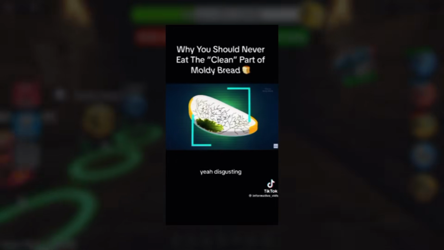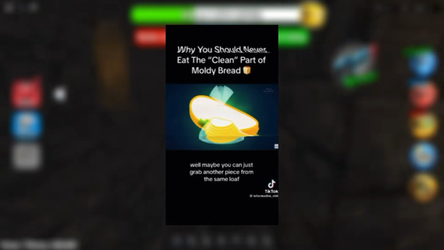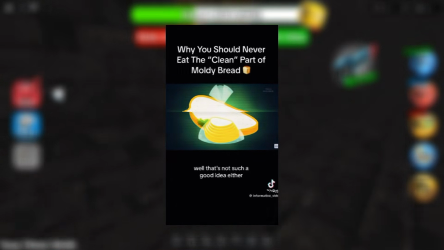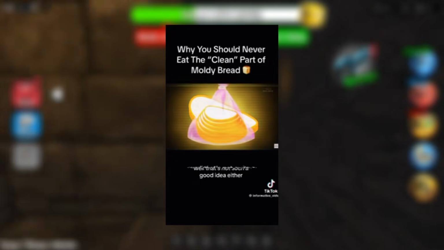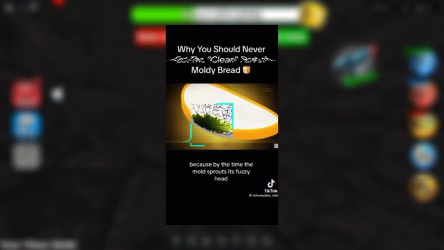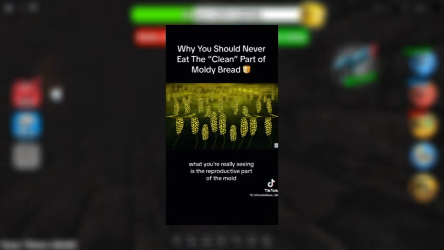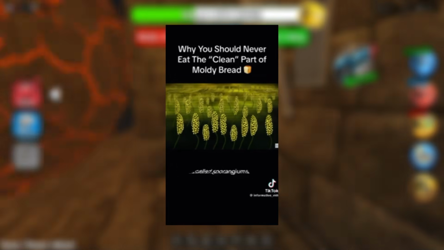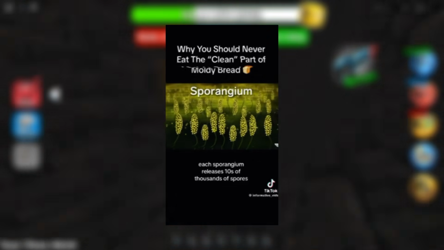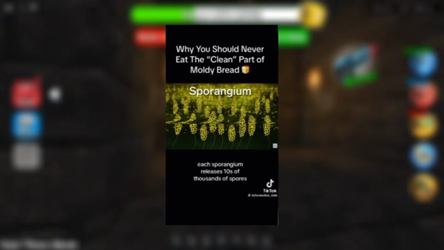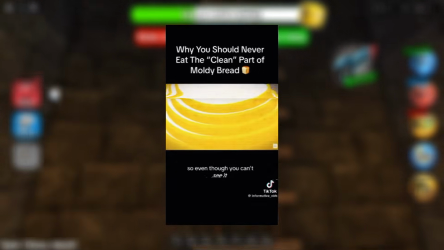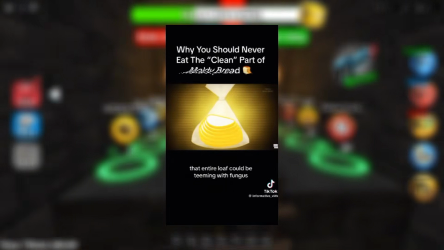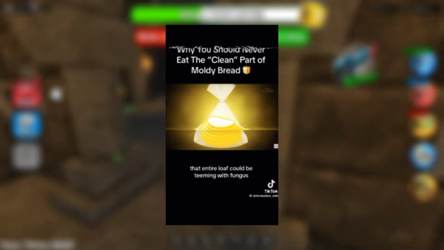So let's take another look at that bread of yours. Ugh, disgusting. Well, maybe you can just grab another piece from the same loaf. Well, that's not such a good idea either. Because by the time the mold sprouts its fuzzy head, what you're really seeing is the reproductive part of the mold called sporangiums. Each sporangium releases tens of thousands of spores, so even though you can't see it, that entire loaf could be teeming with fungus.